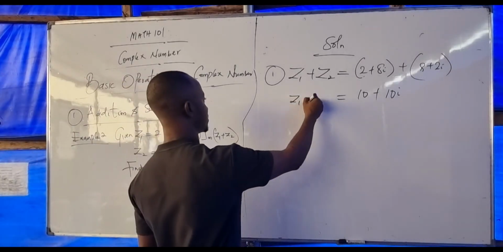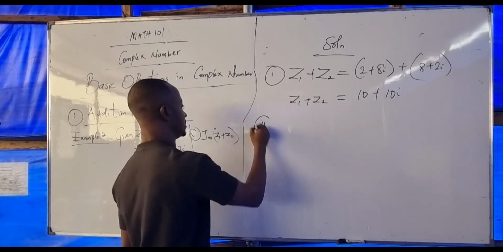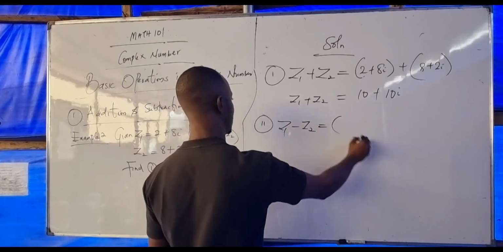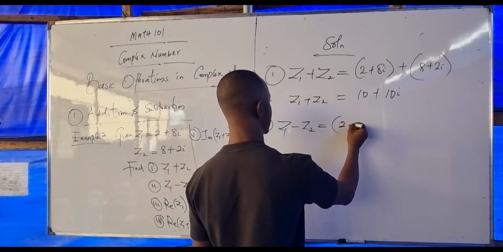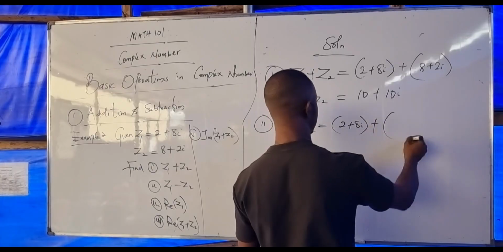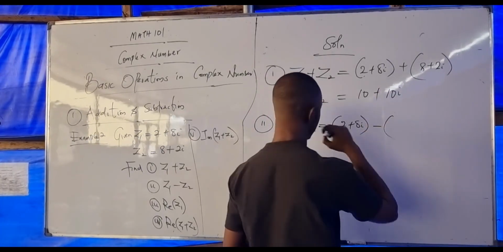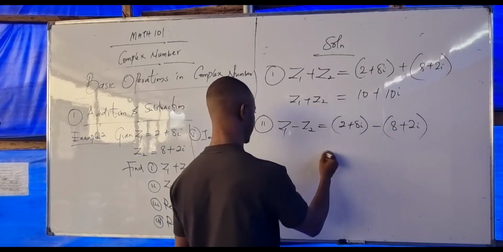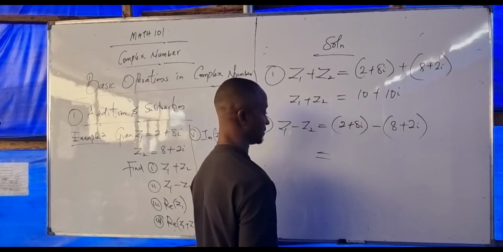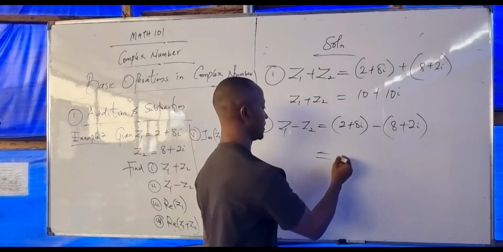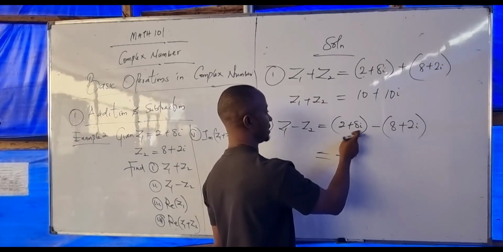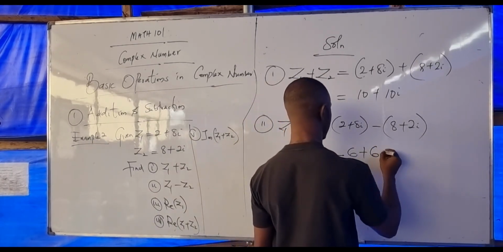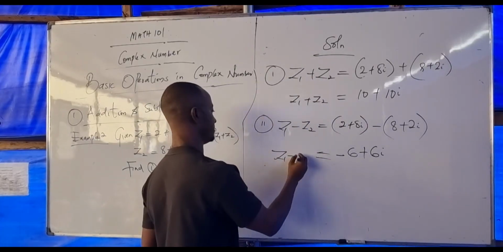So this is my Z1 plus Z2. Number 2 is Z1 minus Z2. What's Z1 here? The same thing, 2 plus 8i, minus 8 plus 2i. So let's go. What is 2 minus 8? Minus 6, right? 8i minus 2i is plus 6i. So this is my Z1 minus Z2.